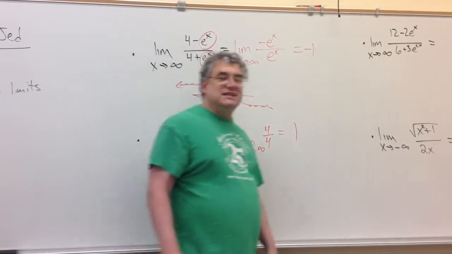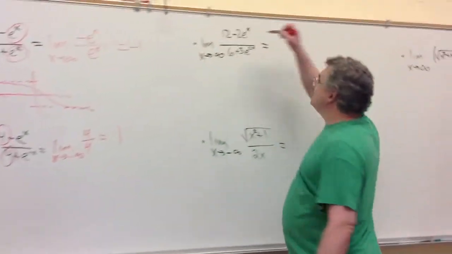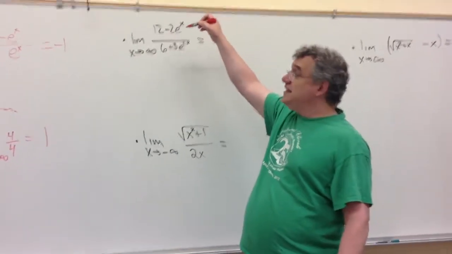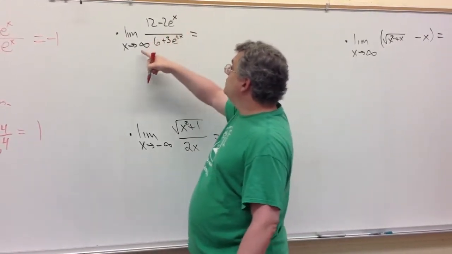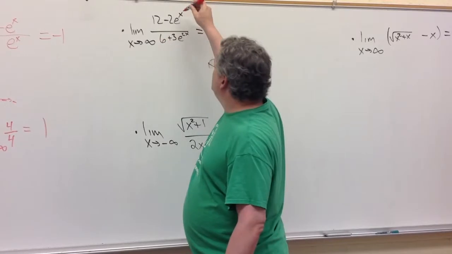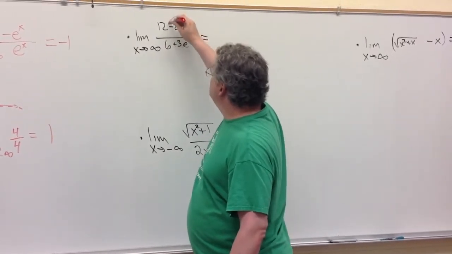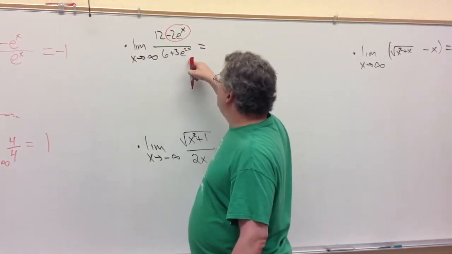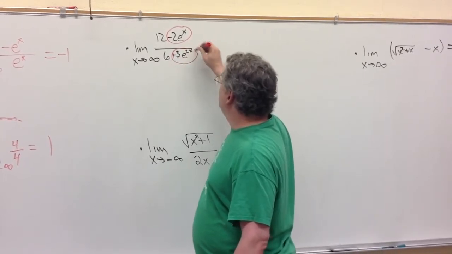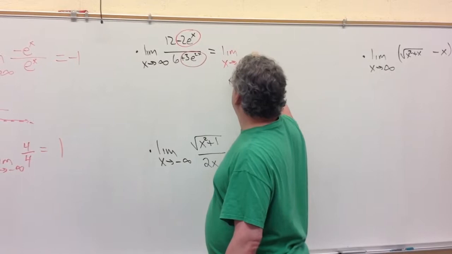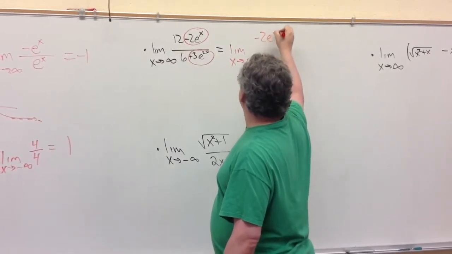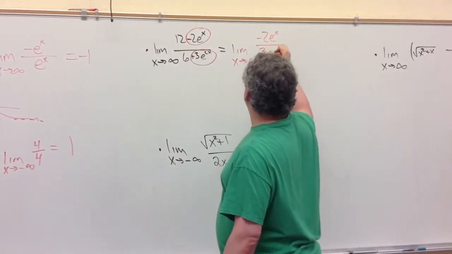Let's move away from the e's. Well, maybe not yet. Here's a trickier one. This one looks like the other one, but let's be very careful. Let's identify, as x goes to positive infinity this time, e to the positive, that makes this the significant term. E to the positive, that makes that the significant term. So this is going to be the limit as x goes to infinity of minus 2 e to the x over 3 e to the 2x.